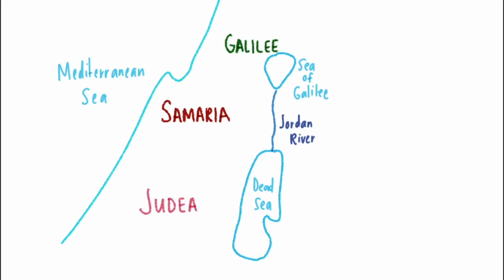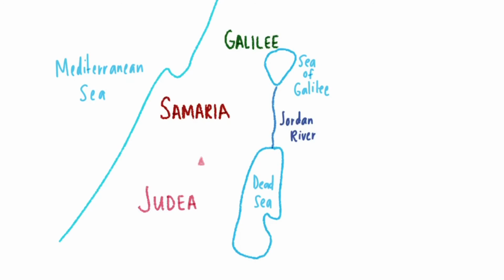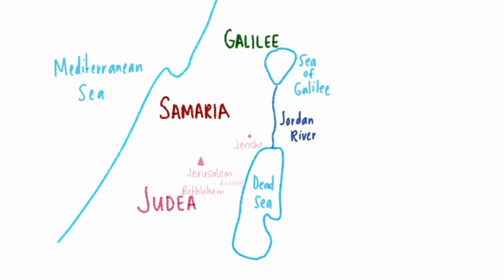The most important city of Judea was, of course, Jerusalem, and Jerusalem was Judea's religious, political, and financial center. Near Jerusalem was the city of Bethlehem, where Jesus was born, and Bethany, where we find out later that Jesus' friends lived, Lazarus, Martha, and Mary. And in the northernmost part of Judea was Jericho, and this is how many of the Jews entered into Judea because they wanted to go around Samaria.